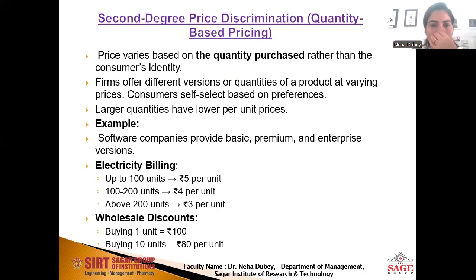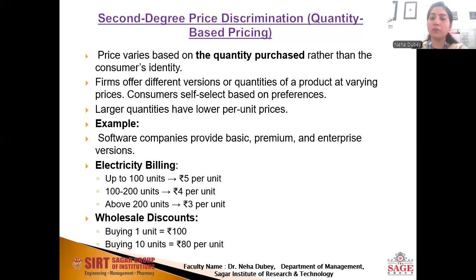Firms offer different versions or quantities of a product at varying prices. Consumers self-select based on their preferences. Larger quantities have lower unit prices. In this category you can understand the economies of scale: when we buy a huge number of units, we pay lower charges as compared to when we buy a single unit.